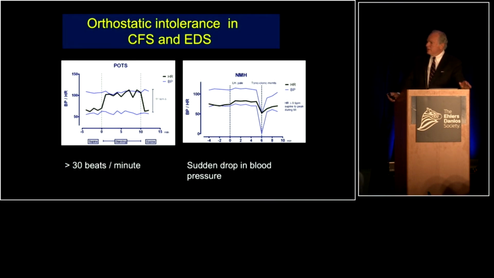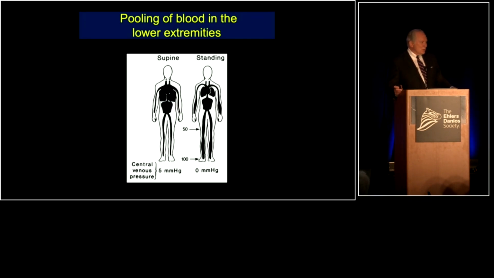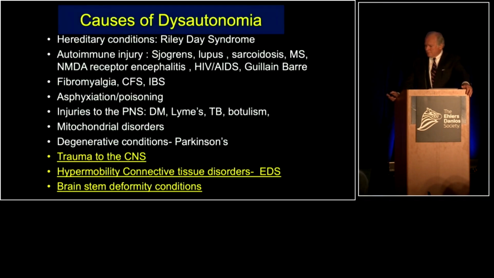So typically we see on the tilt table, for instance, or maybe just a patient standing up, there'll be a sudden rise in the heart rate of 30 beats per minute, and that's POTS. Or there'll be a sudden drop in blood pressure, and that's neurally mediated hypotension. And to some extent, this is due to pooling of the blood in the lower extremities, and to some extent, the abnormal adrenal sympathetic vascular response to drops in blood pressure.